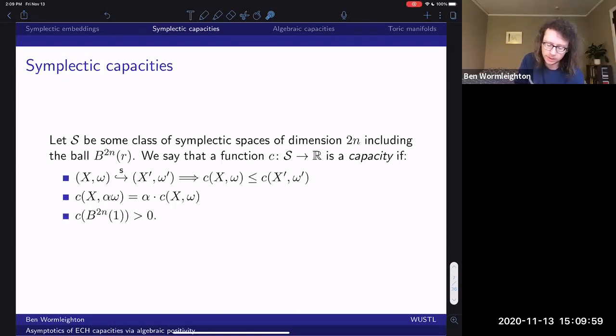The first one's the most important. If there is a symplectic embedding from X into X prime, then we want C to be bigger on X prime than X. In other words, C is increasing with respect to embeddings, and in particular it provides some obstructions to when embeddings exist. I'm also going to ask that C scales linearly with the symplectic form. Some authors would ask for something different; it's not too significant, at least for me. And I want some non-triviality: the C of the unit ball is positive.